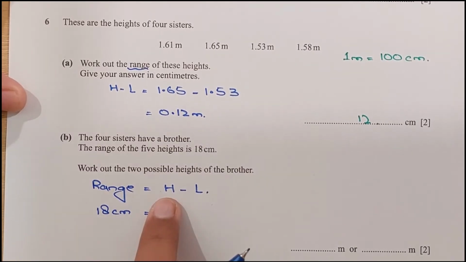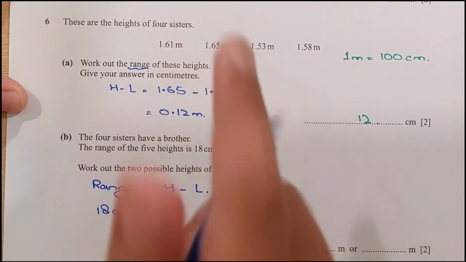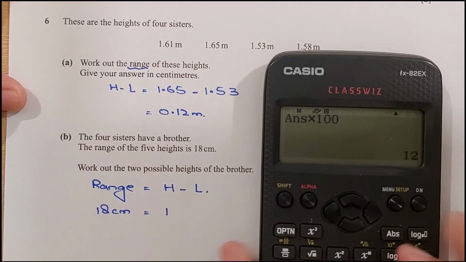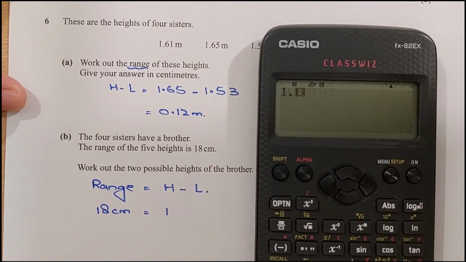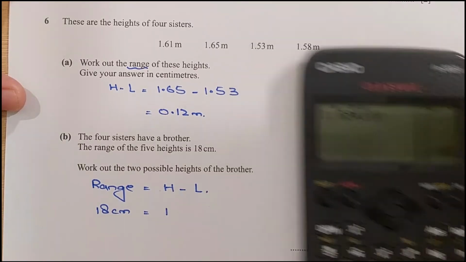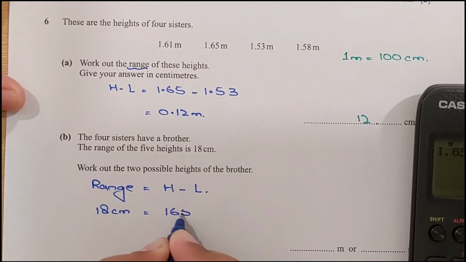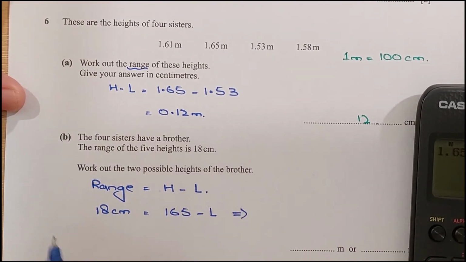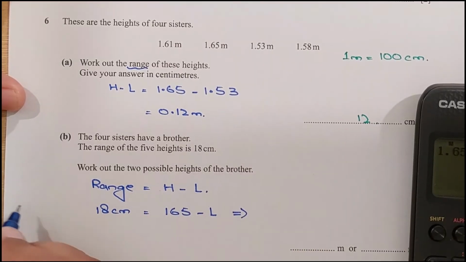So let me pick the higher number, the same higher number, that is 1.65 meters converted into centimeters. So 1.65 times 100, this is 165, the higher one. Subtract the lower. Let me find out the lower height. Let's say the lower height is the height of the brother, right? That is the first case, right?